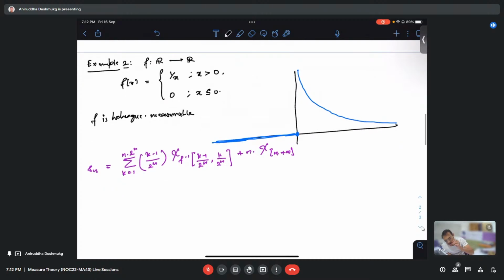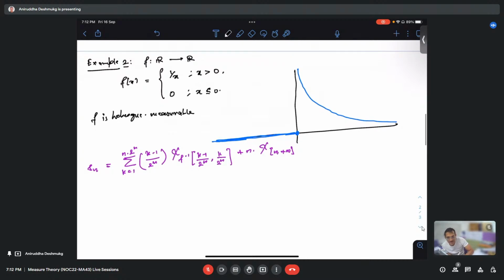So if we are to do it here, let us try to write S1, S2 at least. Further, as we move ahead on n, the expression is going to be too big to write. So let us at least write S1 and S2. That will make things clear. So S1, by definition, is the sum for k from 1 to 2 of (k minus 1) by 2, chi of f inverse, the pre-image of (k minus 1) by 2 to k by 2, plus chi of 1 to infinity.